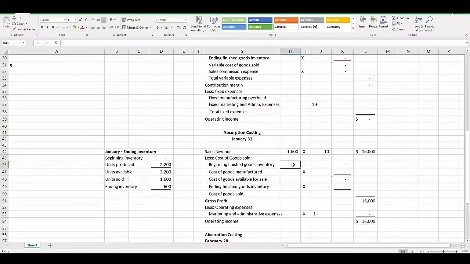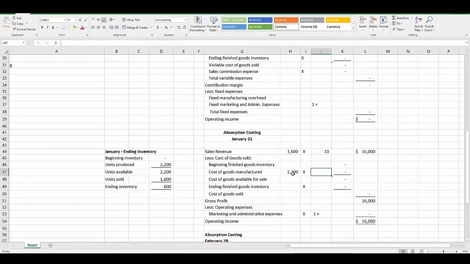The next thing we have to calculate is our cost of goods sold. In January, there's no beginning inventory. If there is beginning inventory, you would be told. In this situation, there is none. Now we want to look at the cost of the goods that we actually made or manufactured in the year. We're told that we produced 2,200 units. The term produced can be used interchangeably with made, manufactured, completed. All those terms can be used interchangeably.